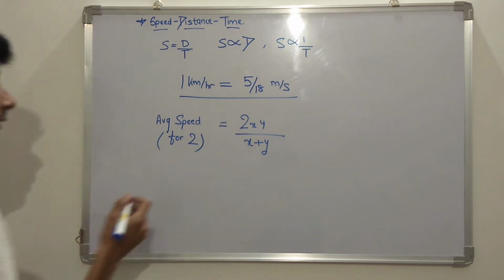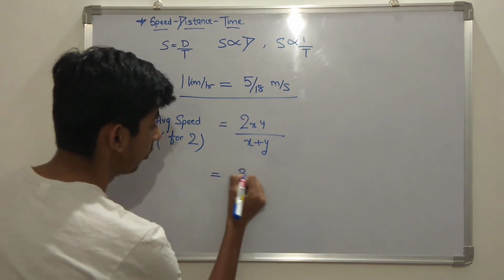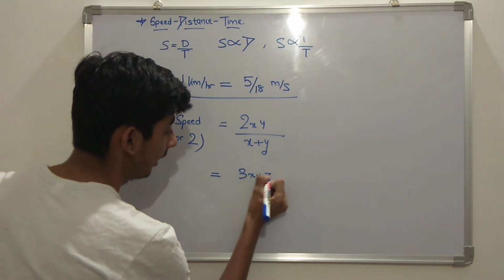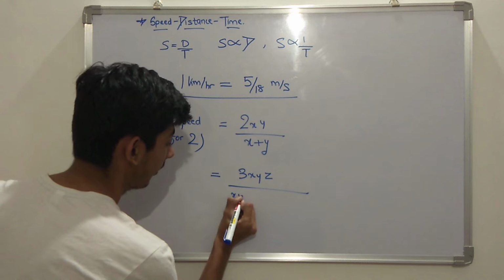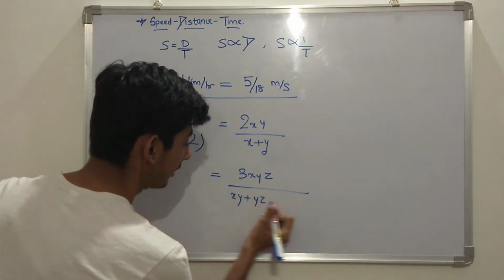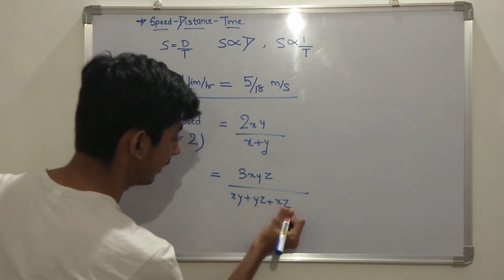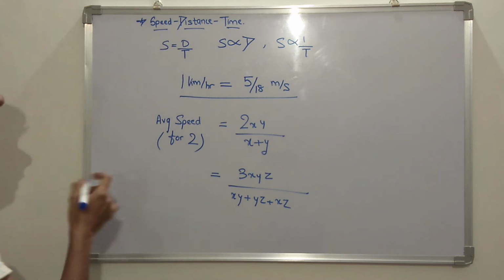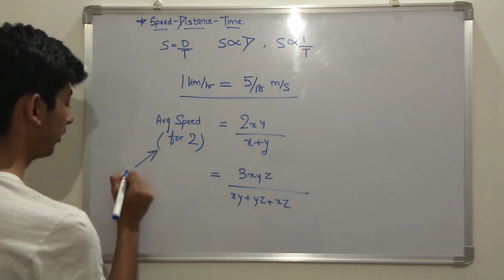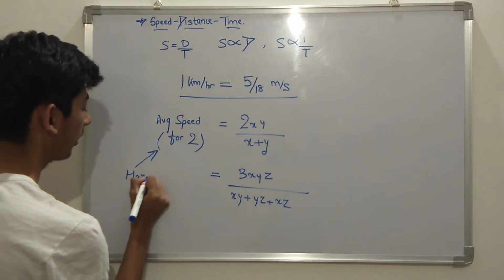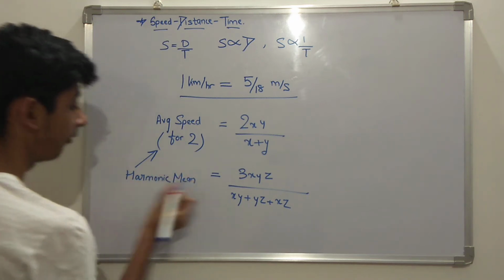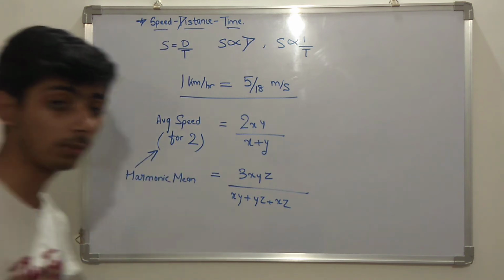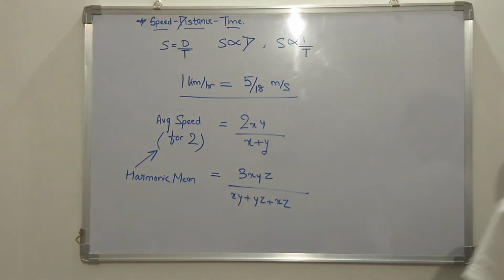Similarly, if there are 3 speeds, then it is equal to 3xyz upon xy plus yz plus xz, where x, y and z are the 3 speeds. So basically average speed is equal to the harmonic mean of the values.